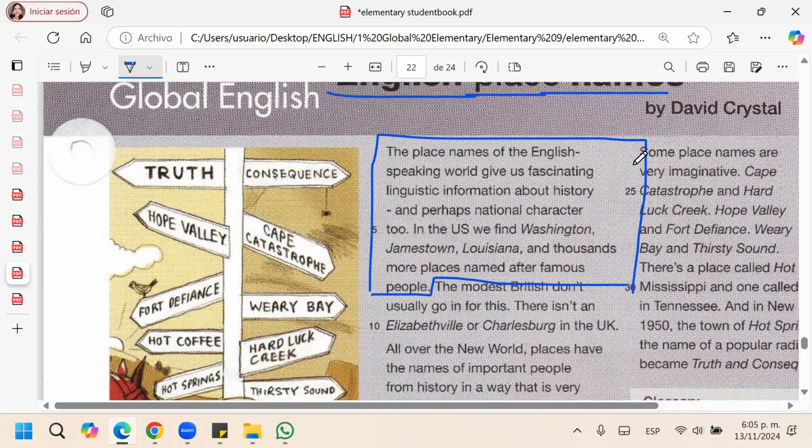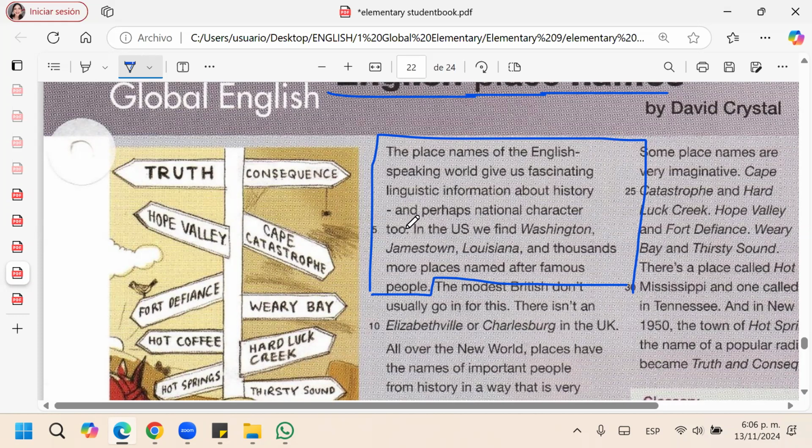The place names of English-speaking worlds give us fascinating linguistic information about history and purpose, national character too. In the U.S., we find Washington, Jamestown, Louisiana, and thousands more places named after famous people.